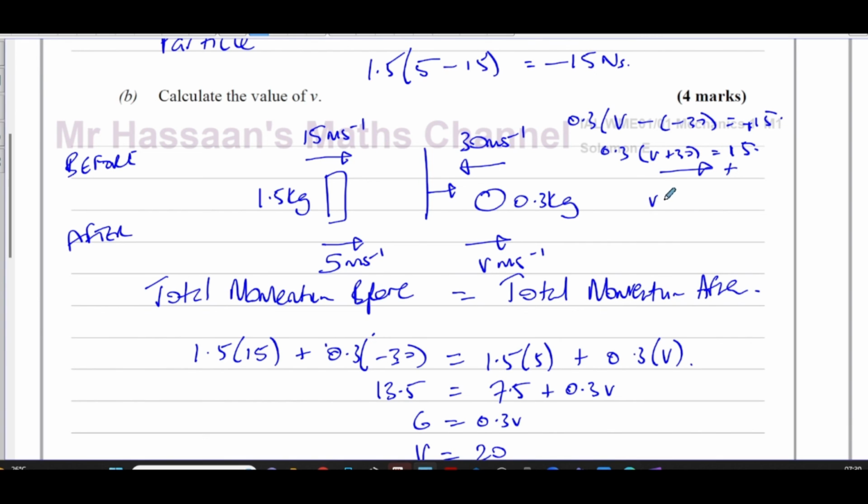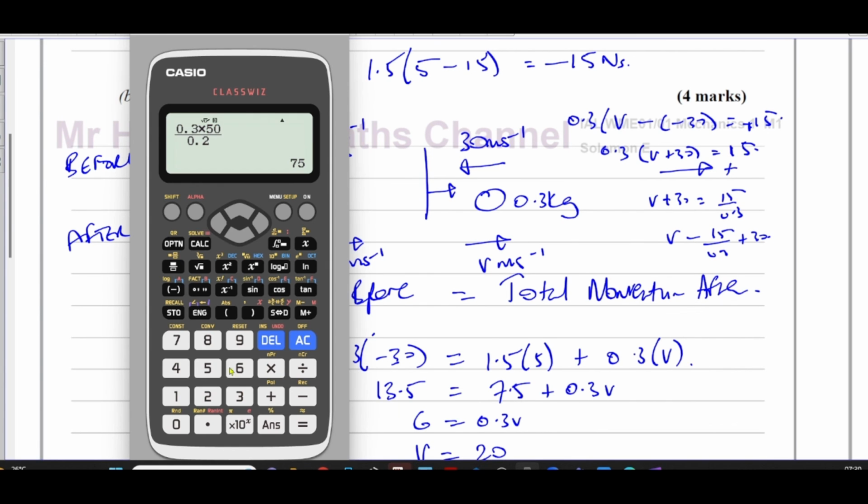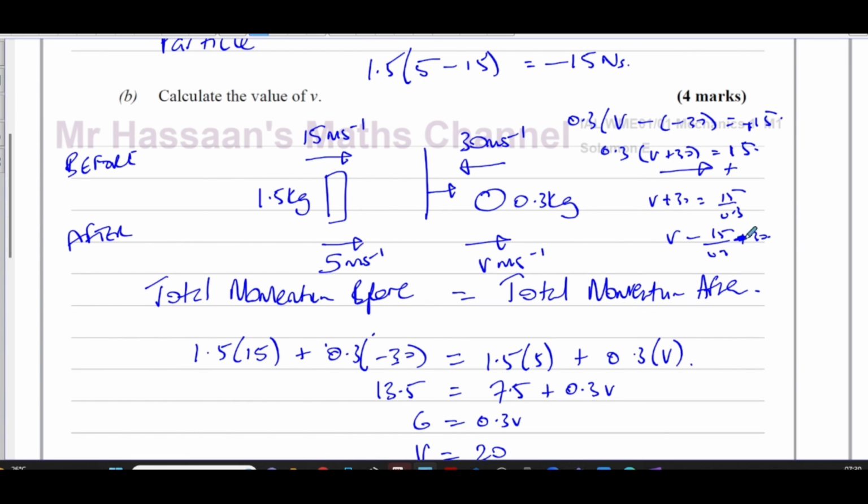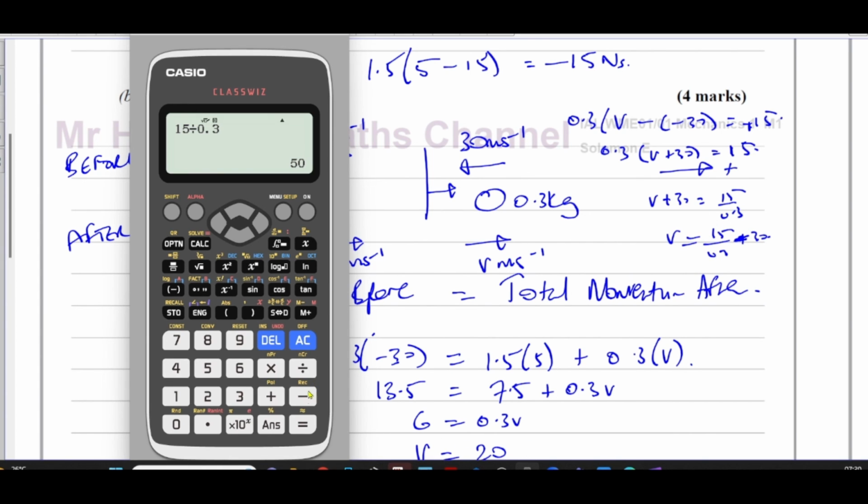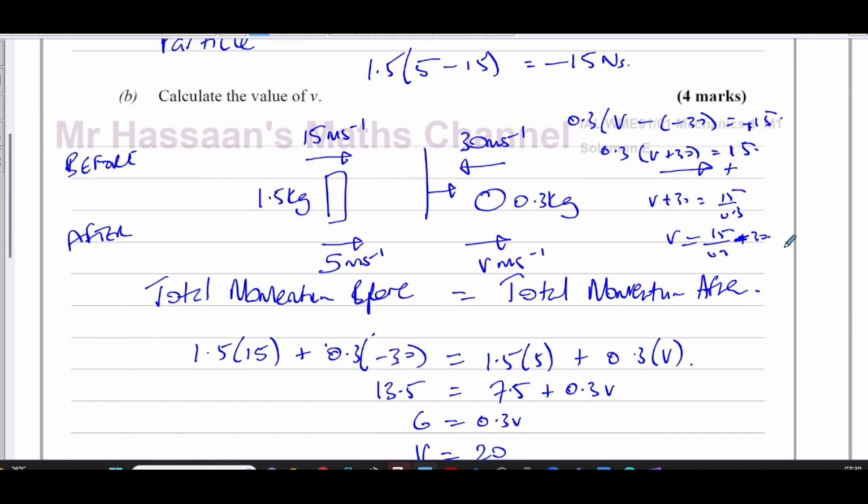So you're going to have v plus 30 equals 15 divided by 0.3. So v equals 15 divided by 0.3 minus 30. So if you do 15 divided by 0.3, that gives you 50. And you're going to have minus 30, because you're going to subtract 30 from both sides. So minus 30, and that gives you the answer 20, which was what we found. So we can use impulse, or we can use conservation of linear momentum to find V.